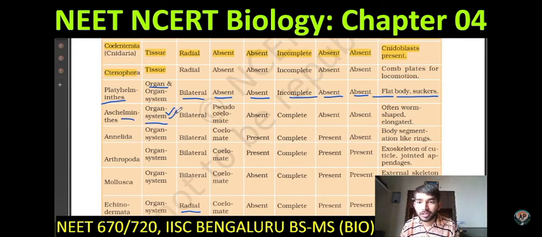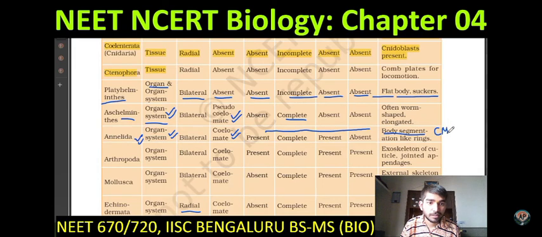Aschelminthes start with organ system, pseudocoelomate, but there is some organ system present, others are still absent. Annelida, now it is quite developed. So it has organ system, it is coelomate, it has all the systems present and complete. And it also has segmentation called metamerism. Metamerism is the phenomenon, and the metamers are the segments.